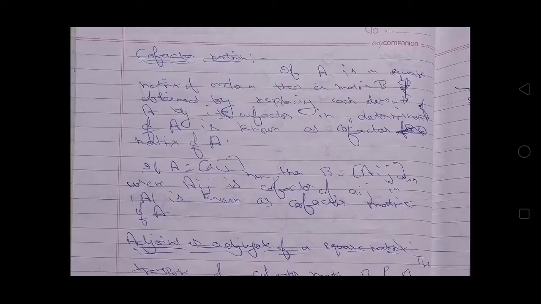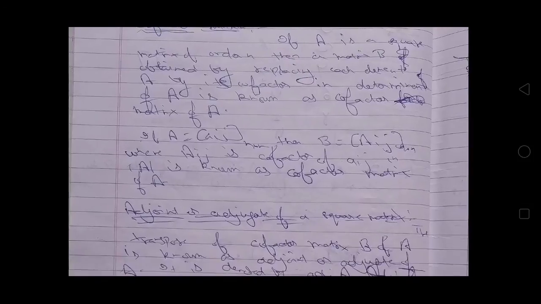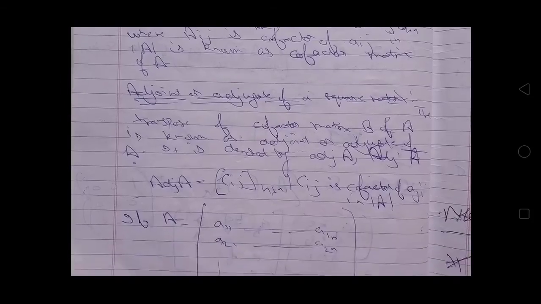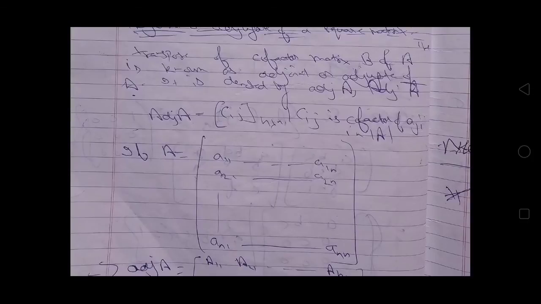Now, what is the adjoint or adjugate of a square matrix? The transpose of the cofactor matrix B of A is known as the adjoint or adjugate of A. It is denoted by adjoint A. Adjoint A is some matrix of order n cross n in which the entry is denoted by capital Cij. Cij is the cofactor of Aij in the determinant of A. If A is a matrix which is written like this, then adjoint A will be some matrix written like this.